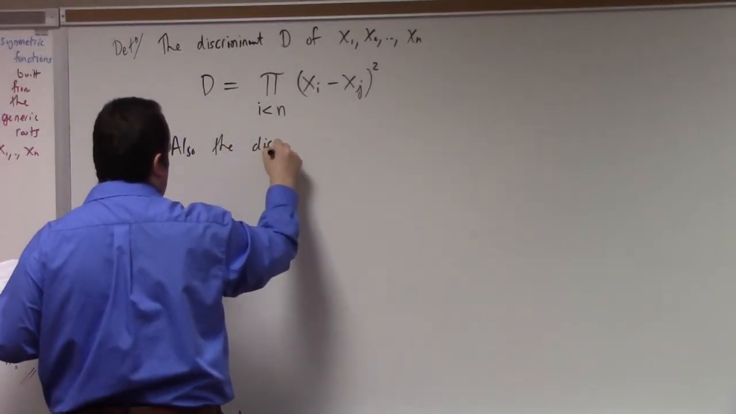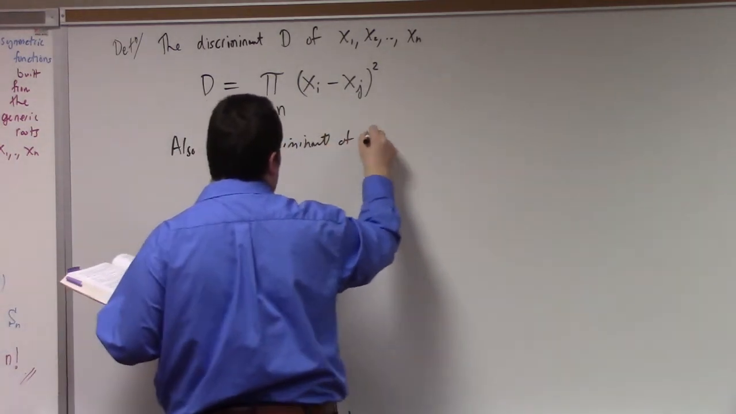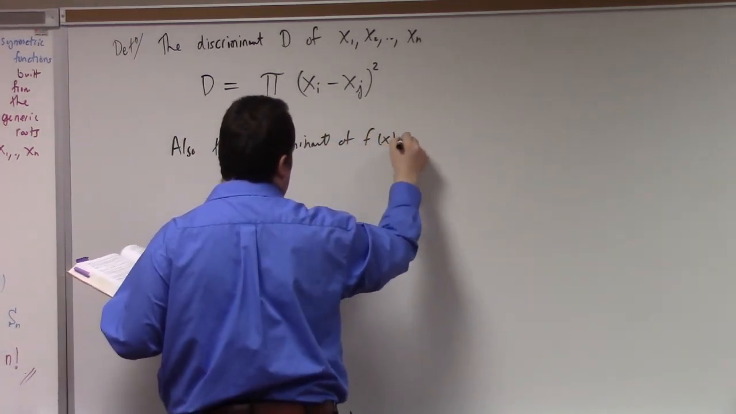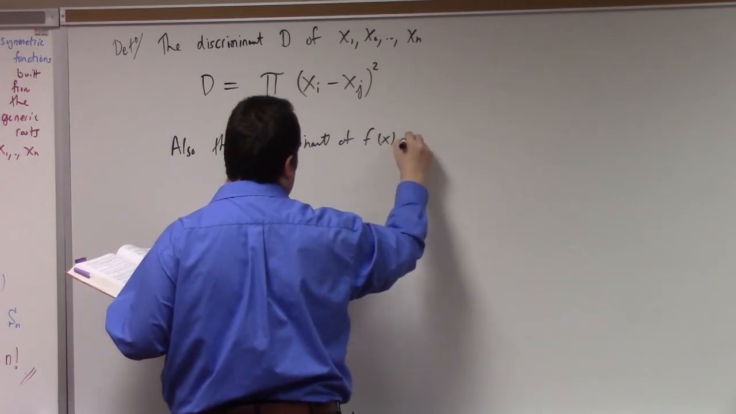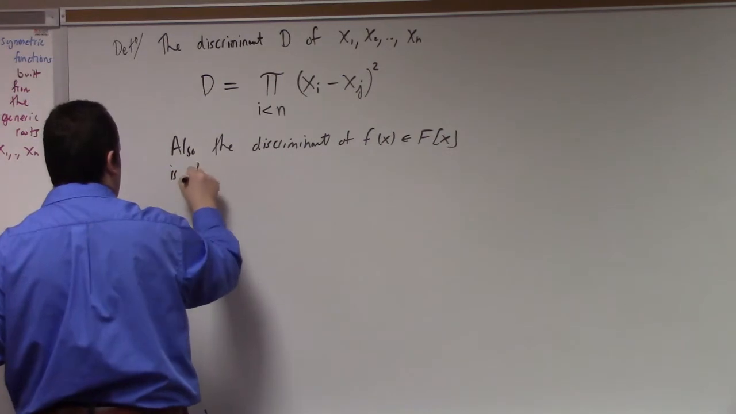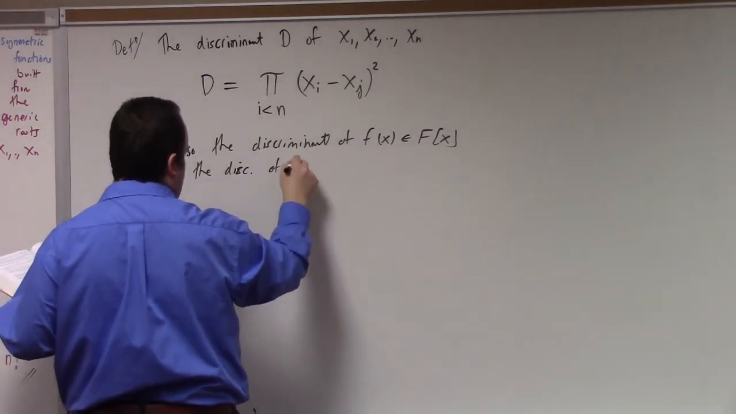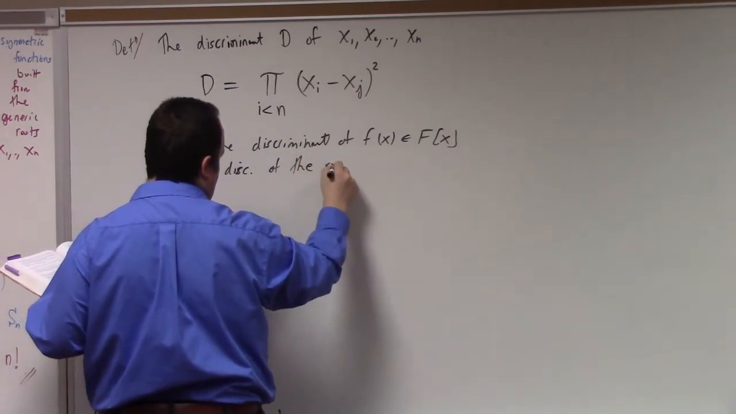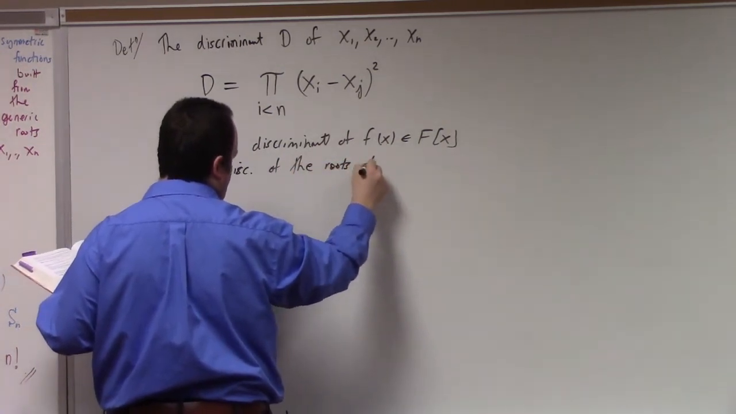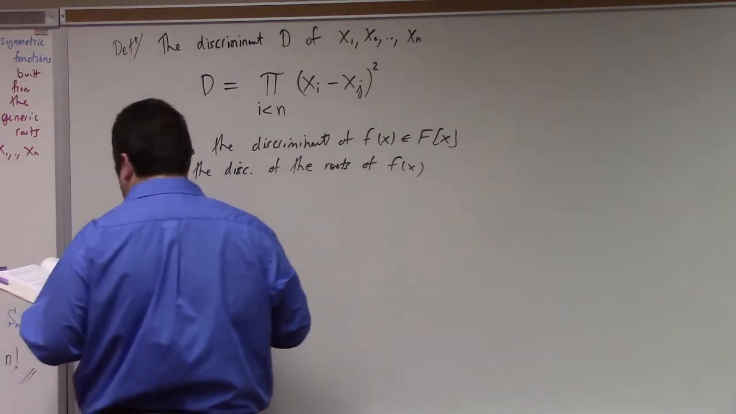So the discriminant of f of x, and f of x, right, is the discriminant of the roots. Should be i less than j, right?